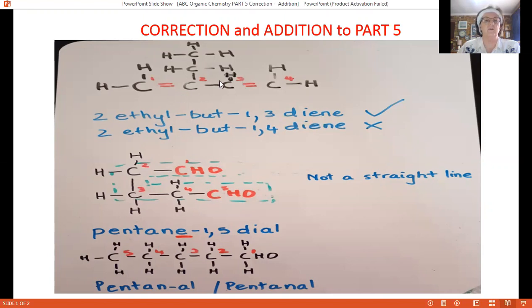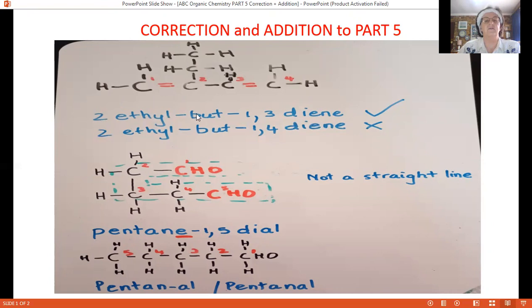And we have to acknowledge the lowest number of the carbon, not 4. Right. If we started from this side, the numbers would have changed anyway. Then this would have been 1. But we cannot start from the right-hand side. We have to start from the left because of the branch here being closer to the left. So you have to understand this is the wrong way to write it, 1 and 4. And the correct way is then 2-ethyl, but, 1, 3 diene.